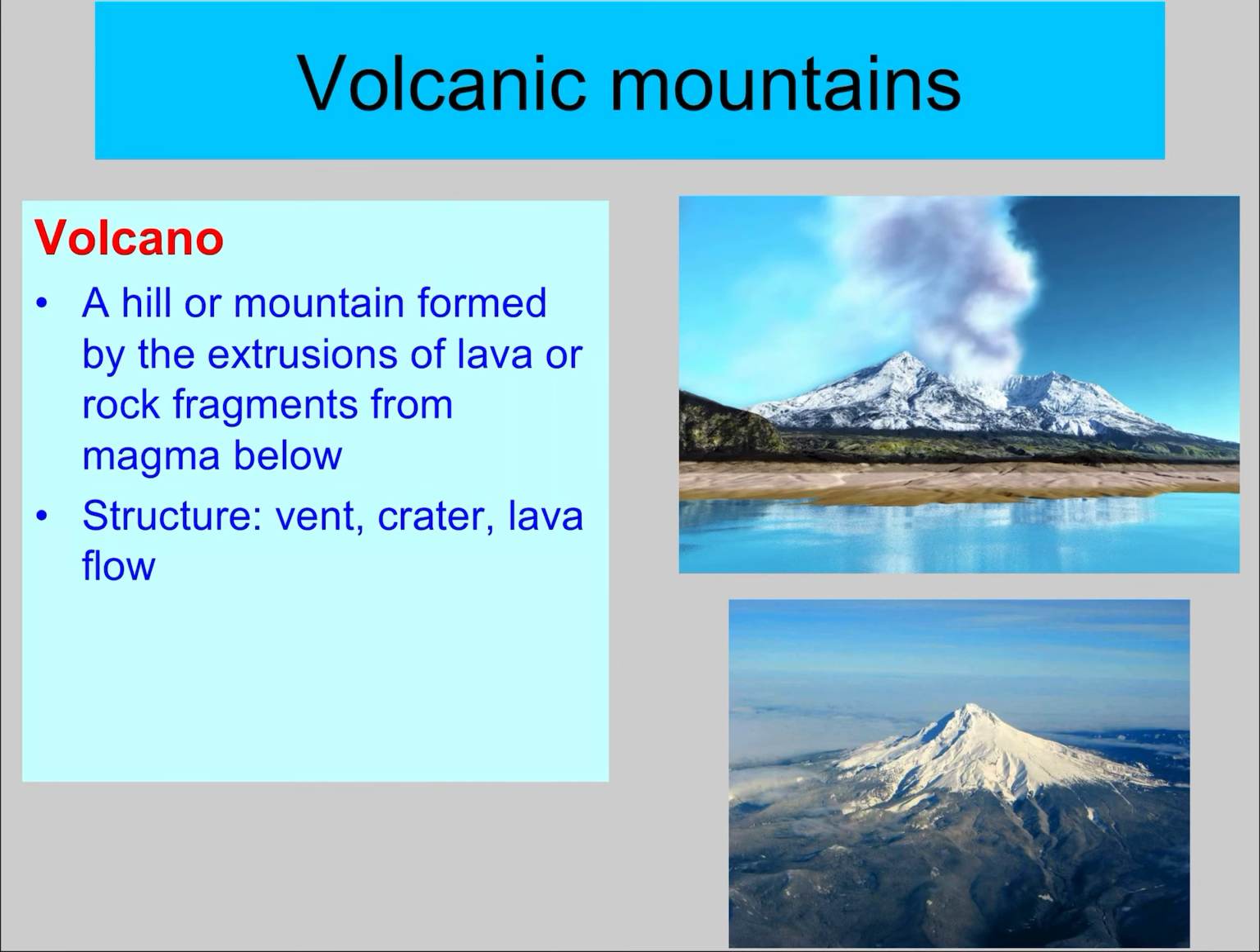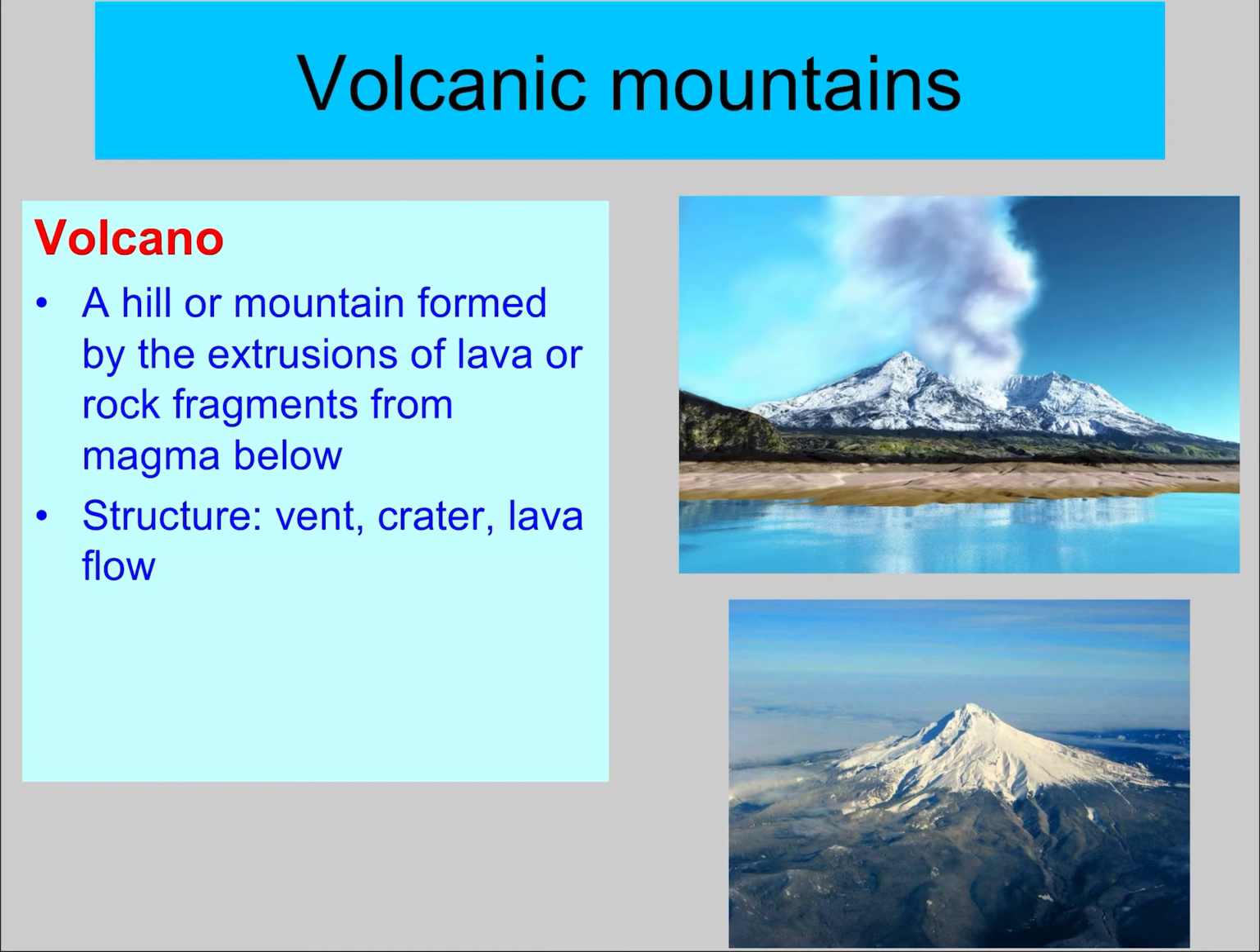Now, volcanoes are also a source. A volcanic mountain is produced because of a volcano, which is a hill or mountain formed over time by the extrusions of lava or rock fragments from the magma below. It has some pretty features: the vent, the crater, and the lava flow. Some examples are the Cascade Mountains, which are mostly dormant, or I would say inactive, volcanoes. There's one in Hawaii, and those are the two main ones that I can think of as two examples.